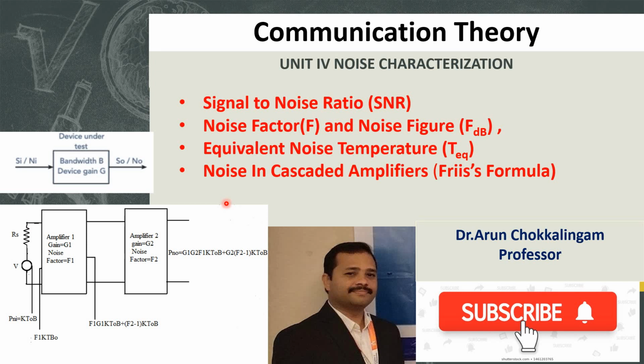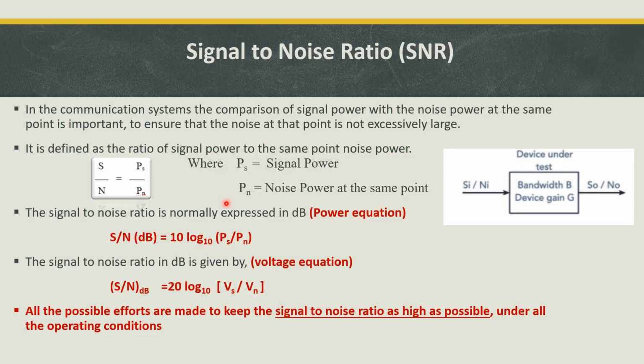Hello everyone. Today we are going to discuss signal to noise ratio, noise factor and noise figure, then equivalent noise temperature, and noise in cascade amplifier. This will be calculated by using Frisch formula. So these are the four topics we are going to discuss in this particular video. In the first slide, we are representing signal to noise ratio.